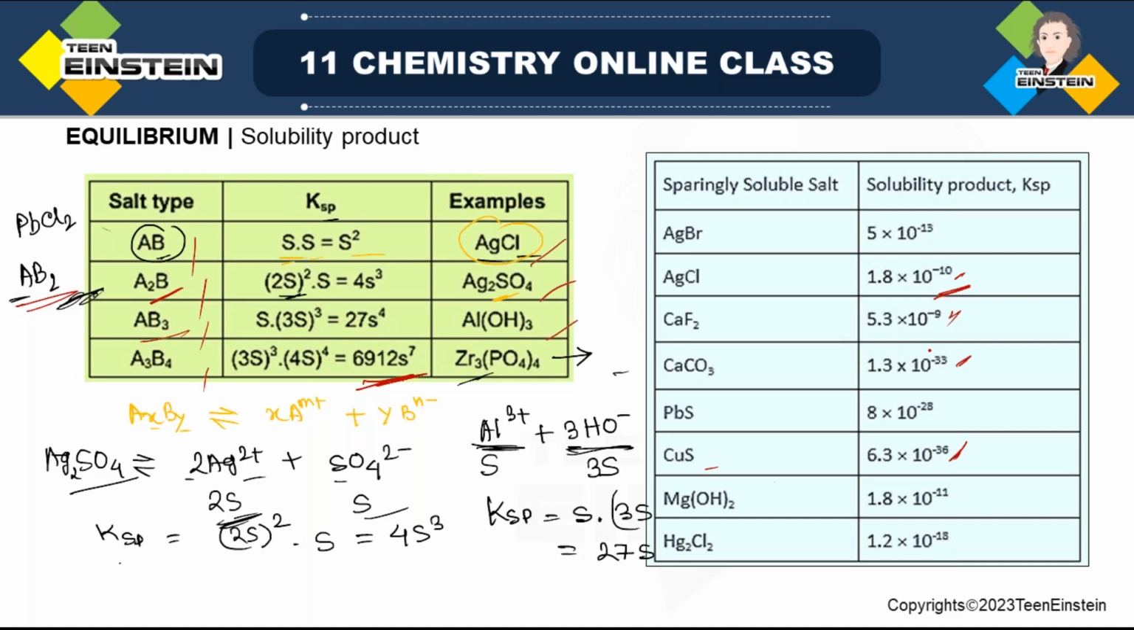Remember the table, type 1, type 2, type 3. So when it is following solubility lesser than 10 to the power minus 2, that is 0.01, then they will be under the category of sparingly soluble salts. So here we have some examples so that you can have some idea how the values actually are.